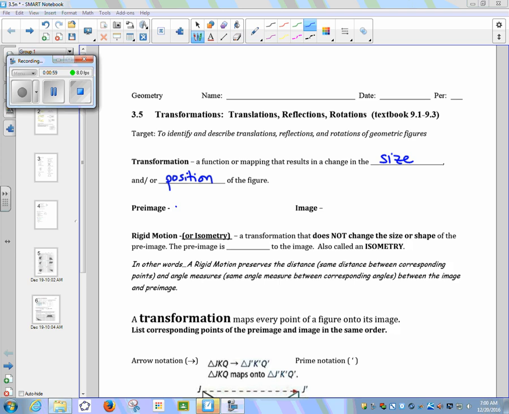The pre-image is the original figure, and the image is the resulting figure, the one you end up with after the transformation.